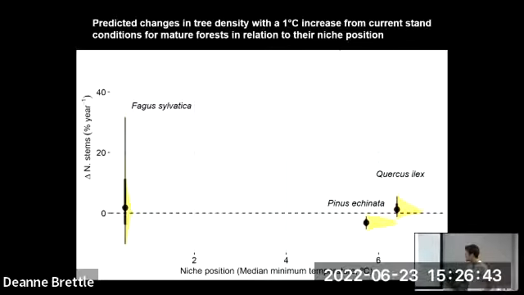So here, this is the prediction for the beech and the other 2 species we have here. On the x-axis, we have this niche position. These ones are warm affiliated and this is cold affiliated. So we expected to find this kind of pattern. Let's say maybe these species that are warm affiliated are doing better than the ones that are cold affiliated.